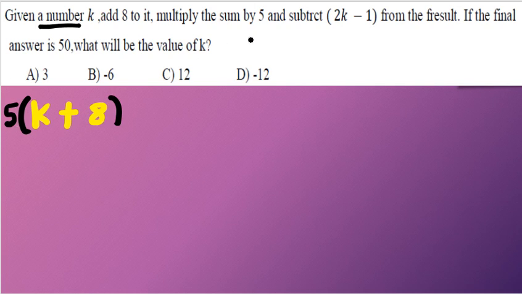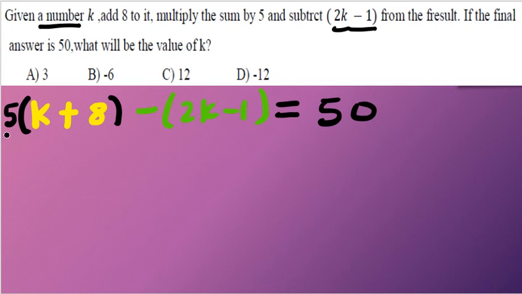Then what? And subtract 2k minus 1 from this result. That means I have to do minus 2k minus 1, but don't forget I have to put bracket here. The reason because this minus has effect from the result. If the final answer is 50, finally this outcome is 50. So what will be the value of k? So we have to process. It is linear equation actually.